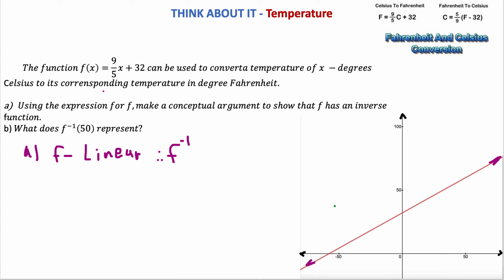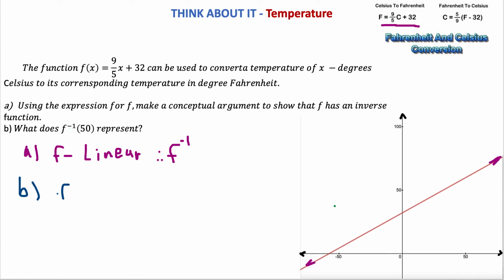And f, if we look at the formula, converts Celsius to Fahrenheit. This function f represents the formula for conversion of Celsius degrees into Fahrenheit degrees, as mentioned here in the beginning. And now part B says, what does f inverse of 50 represent?